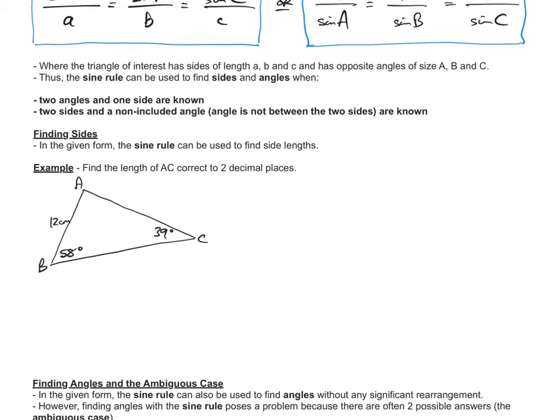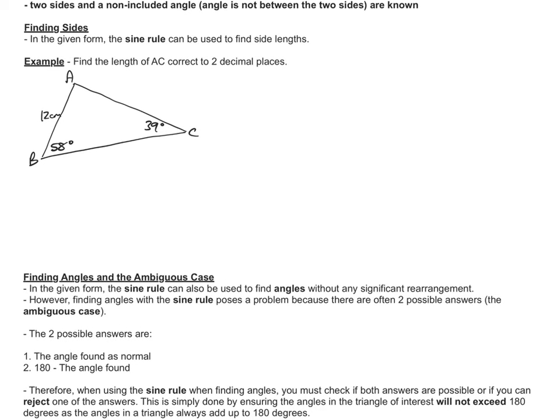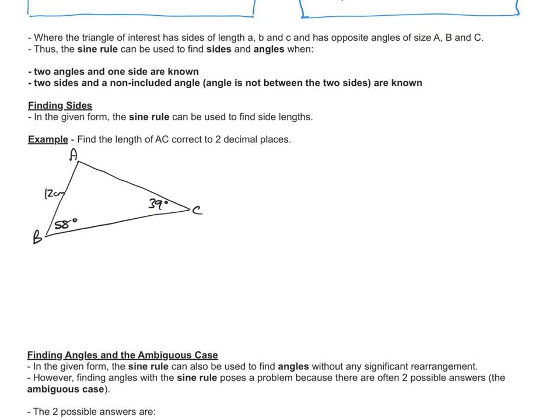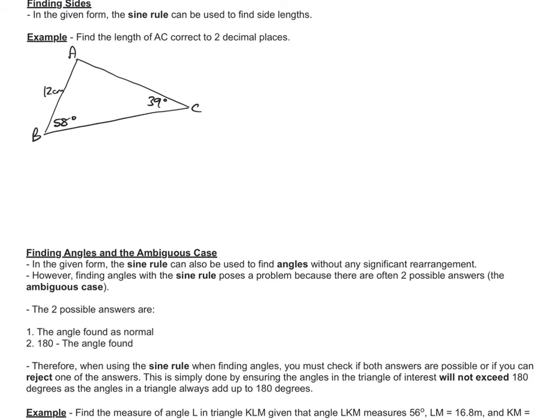So let's see how you would use the sine rule when finding sides. In the form given, you can use the sine rule to find side lengths. So this is our example here: a non-right angle triangle. We know two angles and a side. So you have been told that the sine rule can be used to find sides and angles when two angles and one side are known. So there we go. Find the length of AC correct to two decimal places.